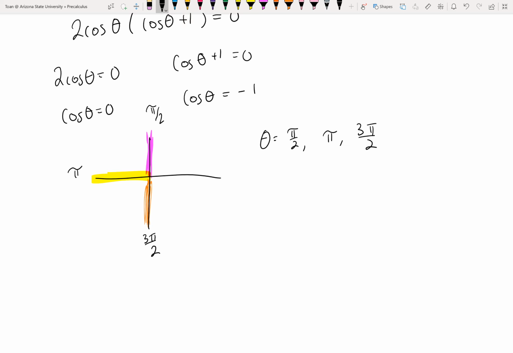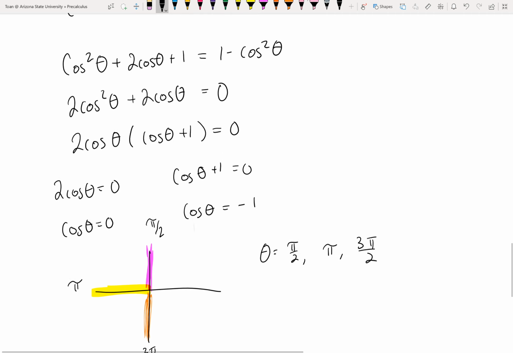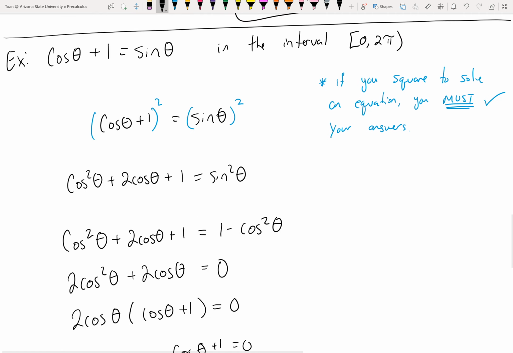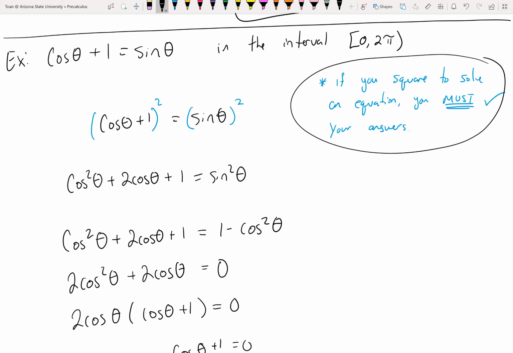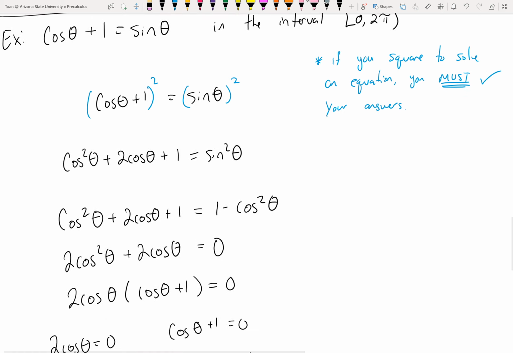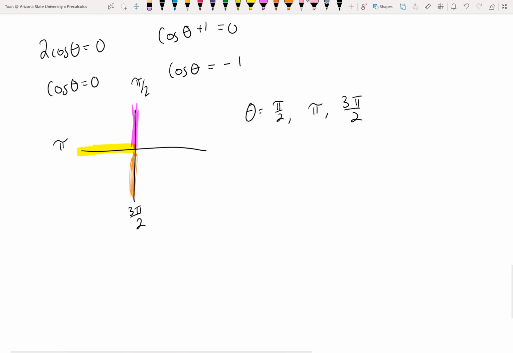But we did square both sides of the equation in order to solve this at the beginning. And this is what the algebra technique says: you must check your answers if you're going to use this technique. So you have to take your possible answers and plug into the original problem. And our original problem was cosine theta plus 1 equals sine theta. So let's go ahead and just check them.